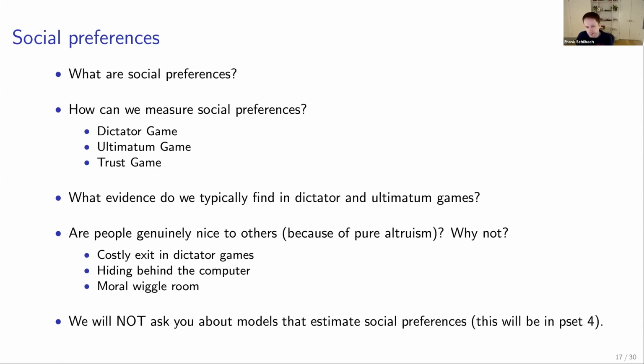Again, you should be familiar with this type of evidence, and you should be familiar with why it tells us that people are perhaps not as nice as you might have thought, coming from dictator and ultimatum games or from donations. We will not ask you about models that estimate social preferences. That will be in problem set 4, so don't worry about that. So the stuff on Charness and Rabin, we will not ask you about that.